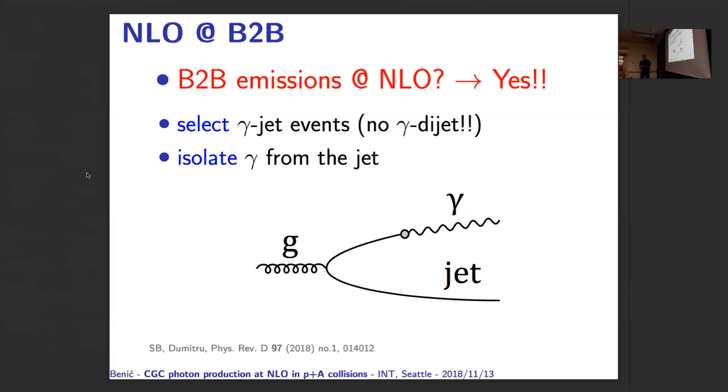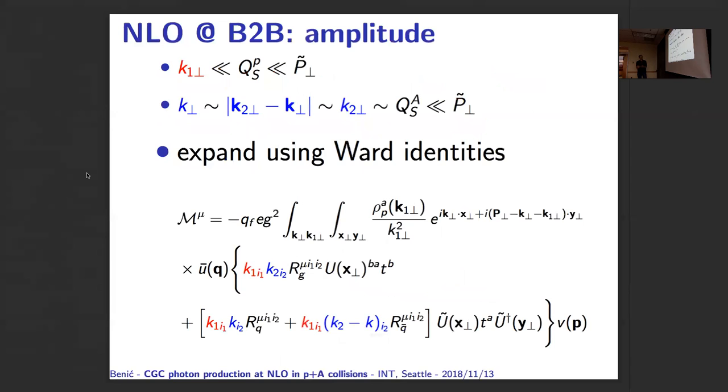Okay, so anyway, now I will briefly go into the details of how we made this calculation. We need to integrate over the phase space of the quark. First we assume that the typical momentum transfers from the gluon in the proton and the gluon in the nucleus are much smaller than the hard scales, the photon and the jet momenta, or this p tilde. So then we can expand the amplitude.